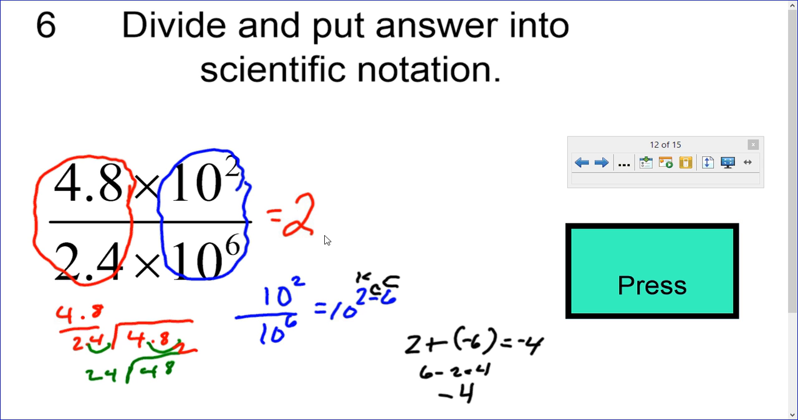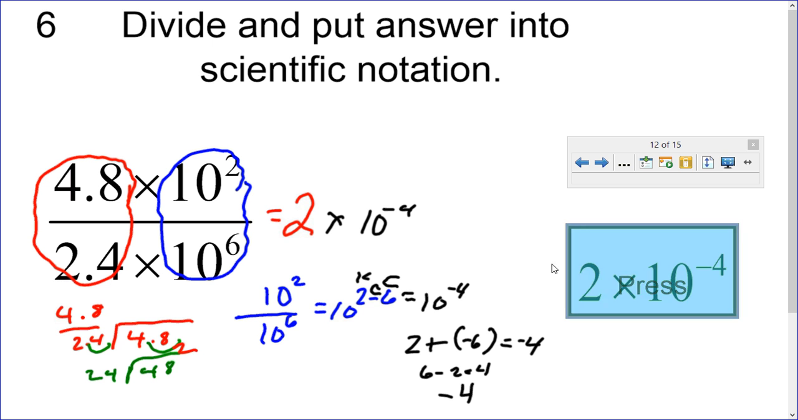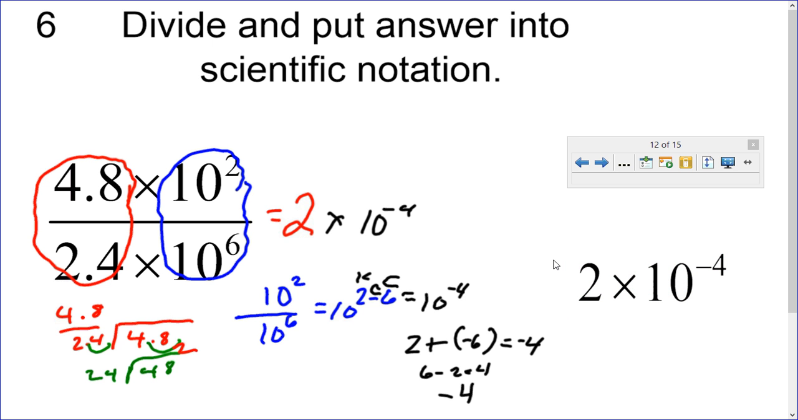So I have my base, which is 10, and a negative 4 as the exponent. So when I got my answer down here, it's going to be 10 to the negative 4. And that's what my answer is in scientific notation. Let's check it to make sure the first number is between 1 and 10. Yes, it is. It's a 2. And our second number is a power of 10. So therefore, my answer is going to be 2 times 10 to the negative 4th power.